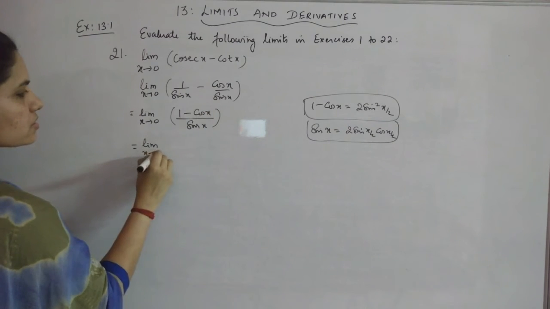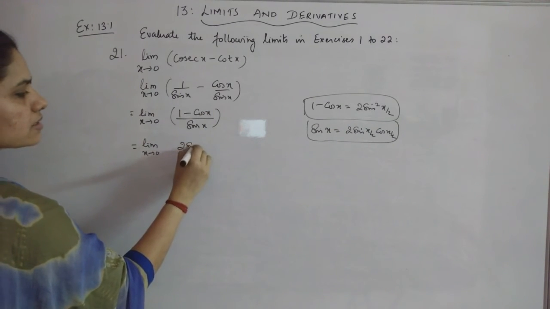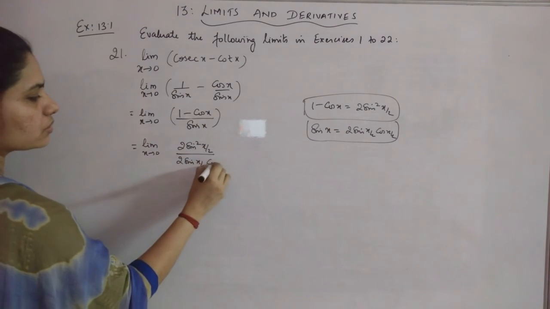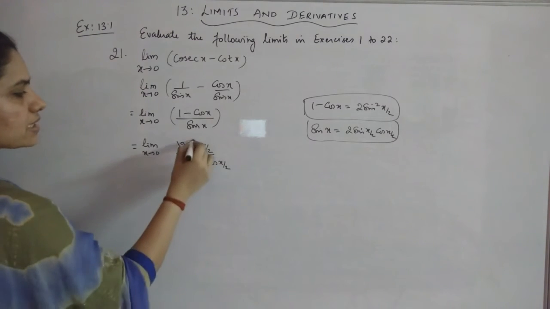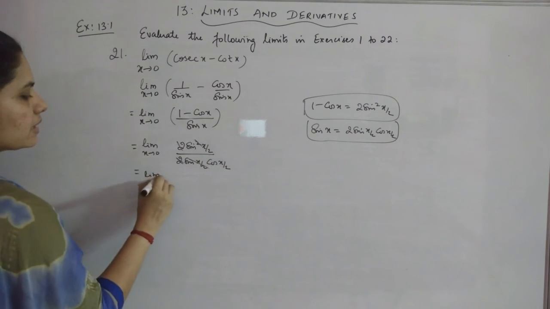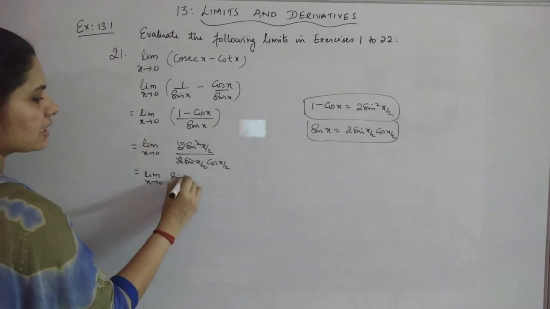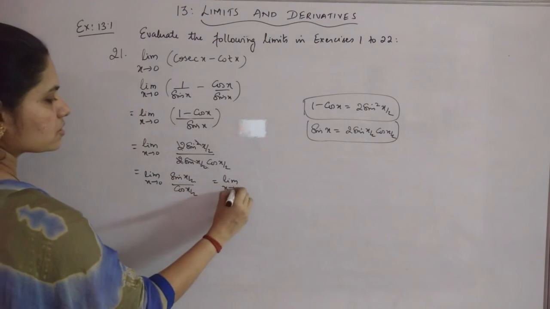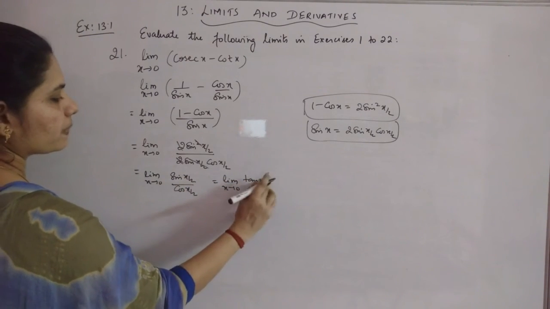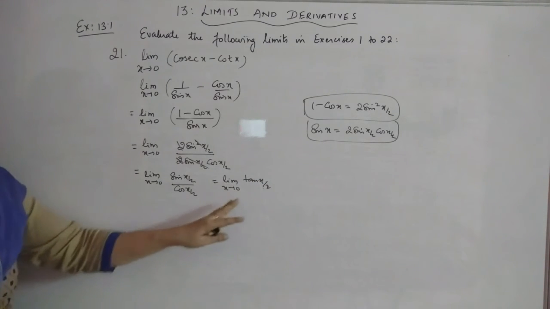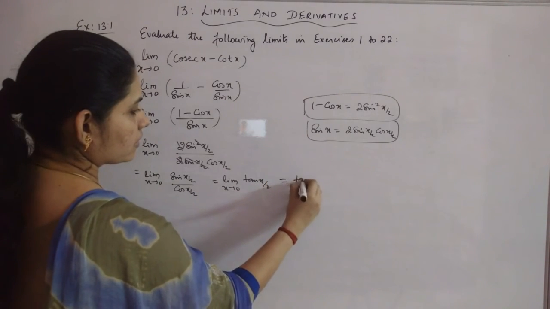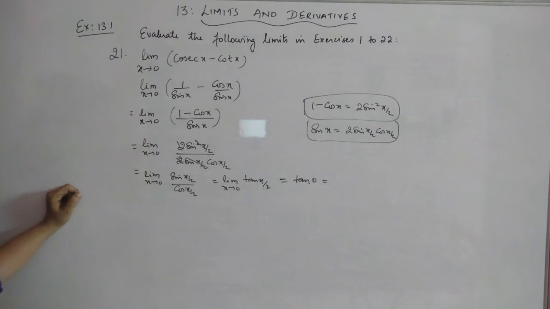This will become limit x tends to 0, 1 minus cos x is 2 sin square x by 2 divided by sin x, which can be written as 2 sin x by 2 cos x by 2. So that 2 gets cancelled and one sin x by 2 gets cancelled. Limit x tends to 0 sin x by 2 by cos x by 2, which is equal to limit x tends to 0 tan x by 2. Now if you replace the value of x with 0, you will get tan 0, right? And tan 0 is 0.